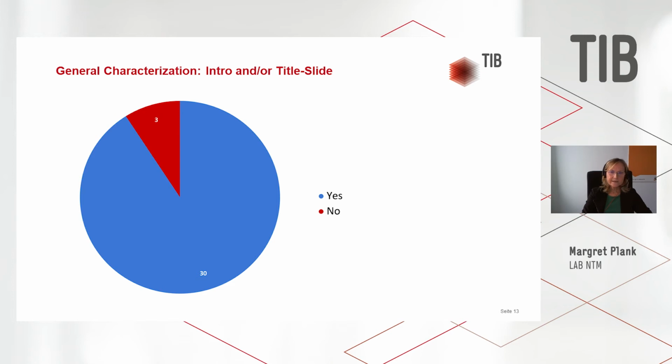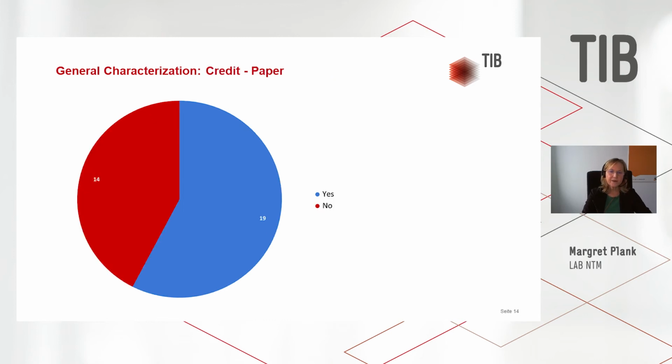Did the video abstract have an intro or a title slide? Yes, for the majority, 30 videos, but 3 didn't have a title or an intro slide. Was the paper mentioned in the video abstract either via DOI or via title? 19 yes, 14 no.